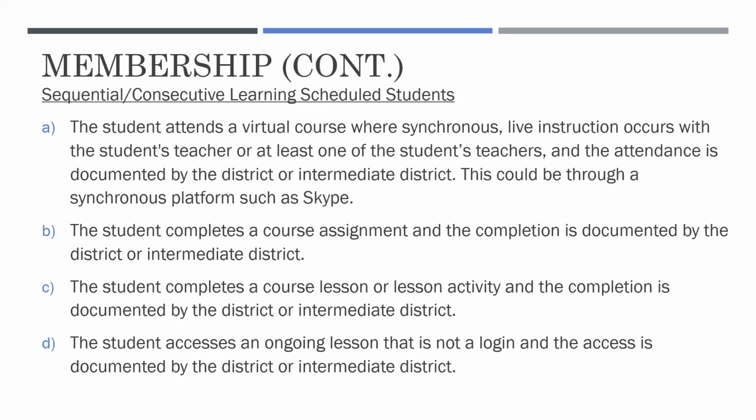For our sequential learners, again, this is a student who's only maybe completing one of these activities for 1 course or 2 courses at a time. They can attend a live lesson. They could complete an assignment. They could complete a lesson or an activity, or the district can document that the student logged into a lesson, but the lesson is lengthy enough that it's going to span over several days and isn't complete, but there was progress made.